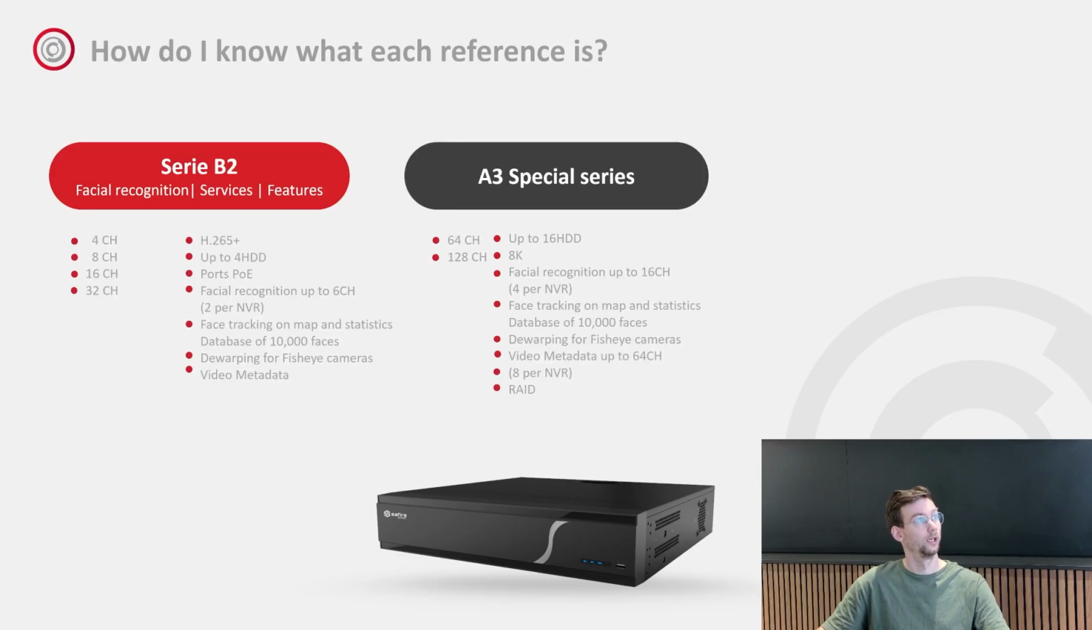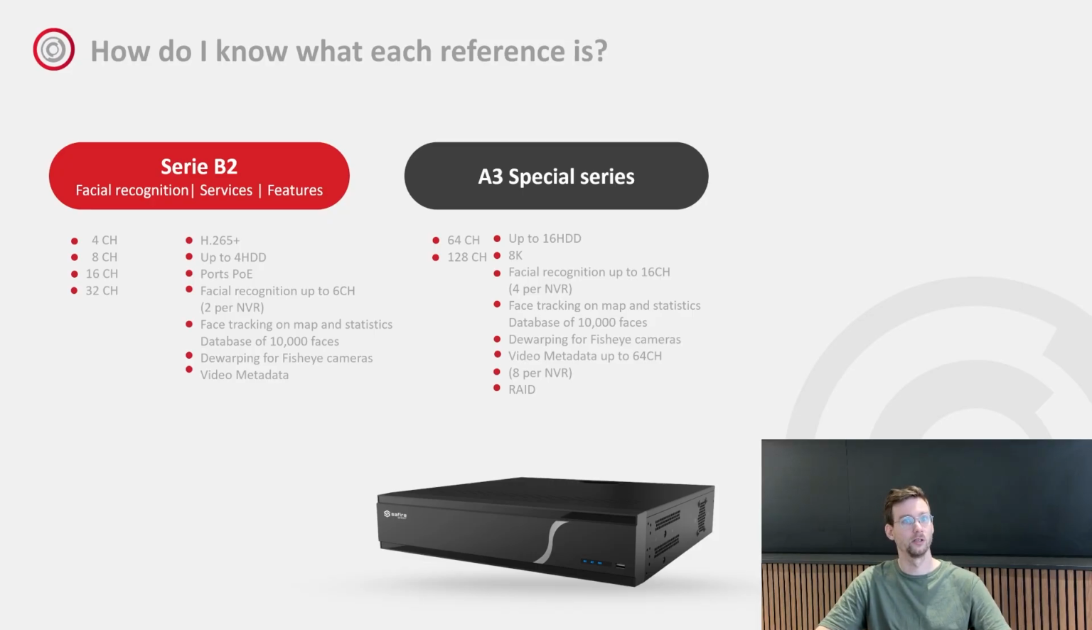Exactly. So the two series we talked about, the B2 series, 4, 8, 16, and 32 channels. And obviously, if it's a POE recorder with the POE ports, a pretty complete series, especially if you have the 8000. With the 8000 B2, we have a pretty complete NVR, which can be used for basically everything. You can see here we have the option of face tracking. We can do dewarping of our fisheye camera if it's the 6 or 12 megapixel camera. Also video metadata. So if you do not need more than 32 channels, the B2 series is a good option because, like I said, you can basically do everything with it.